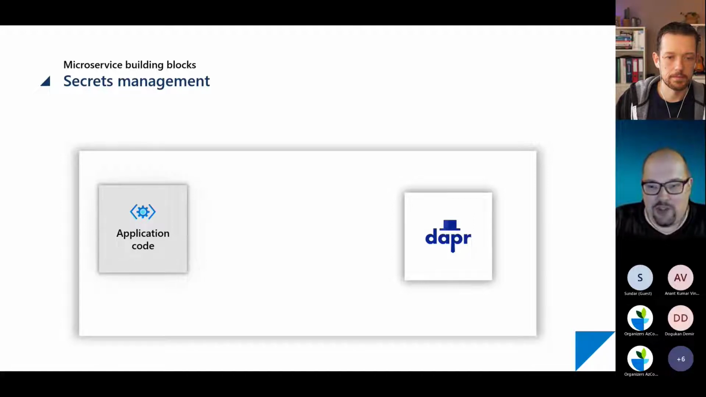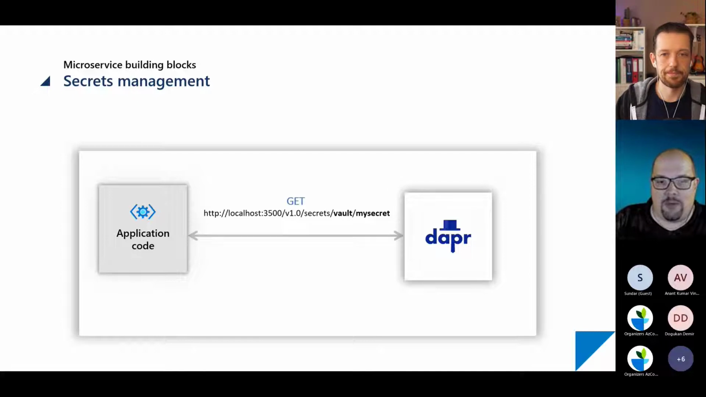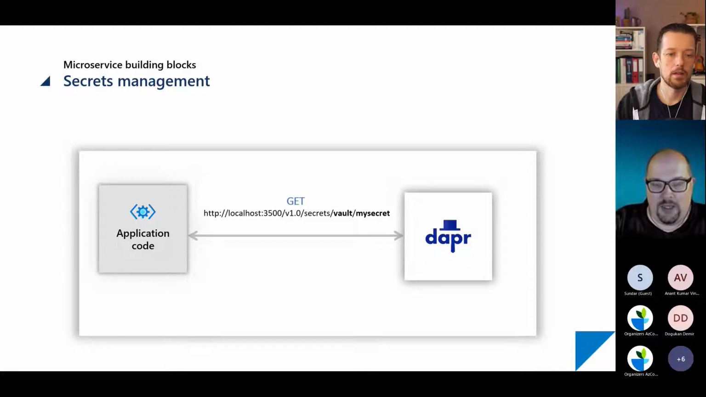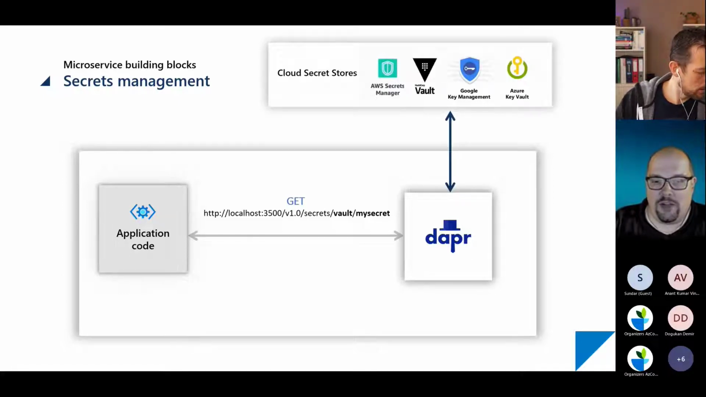Again, we have an application with a Dapr sidecar, and through the Dapr sidecar we can request secrets. We expect these secrets to be stored somewhere safe. Then through the Dapr API, using the secrets API, I will specify the vault that it's stored in, the name of the vault to be more precise, and the name of the secret.